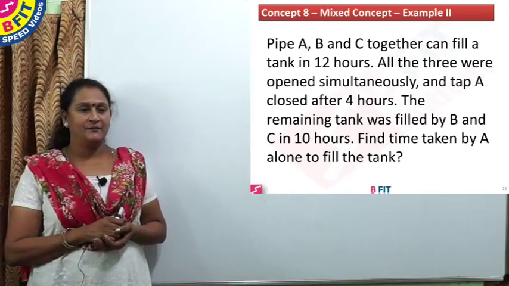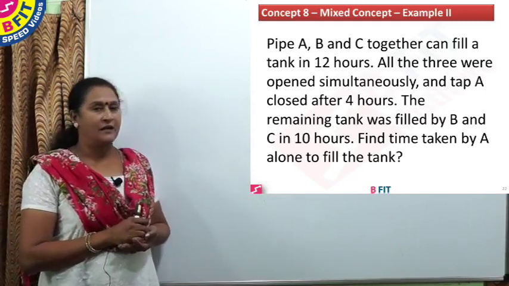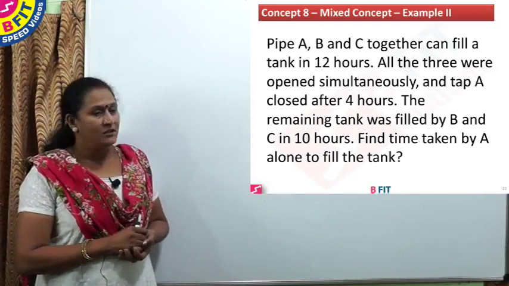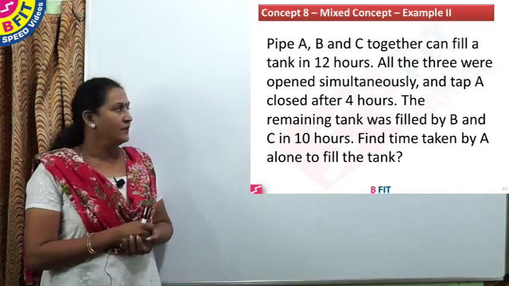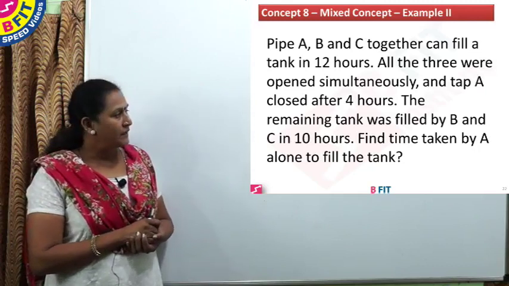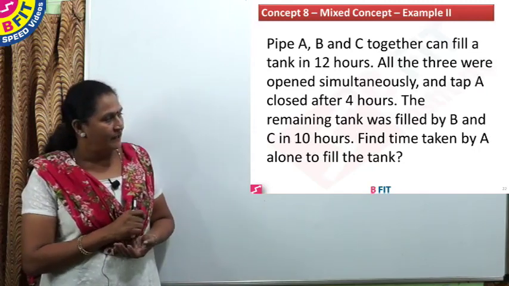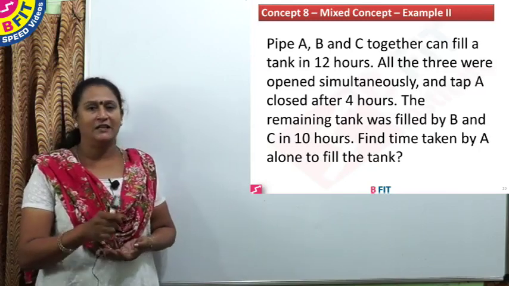The question is, pipes A, B and C together can fill a tank in 12 hours. All the three were opened simultaneously and tap A closed after 4 hours. The remaining tank was filled by B and C in 10 hours. Find time taken by A alone to fill the tank.